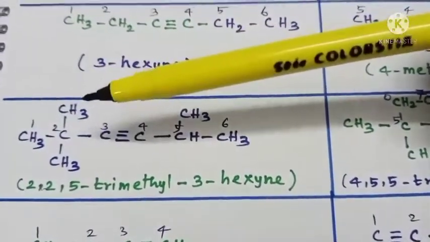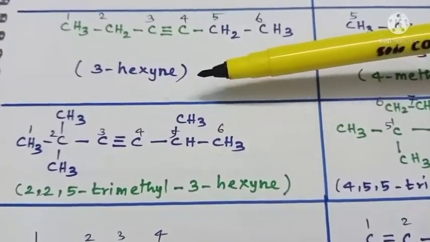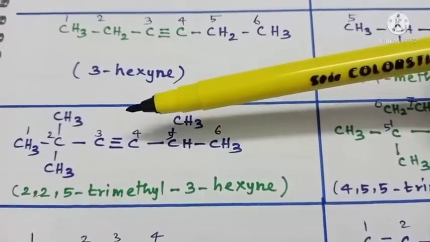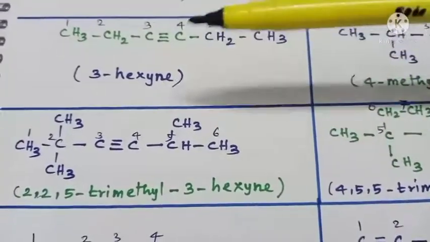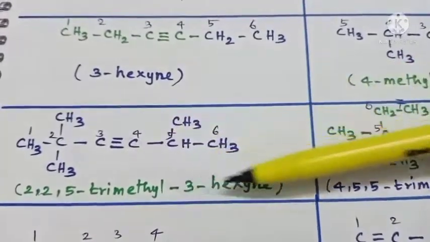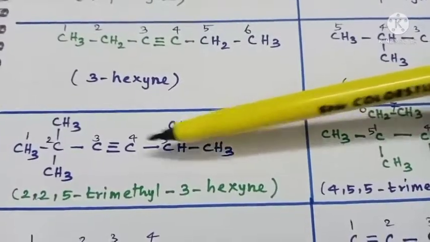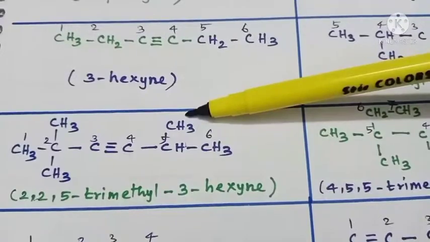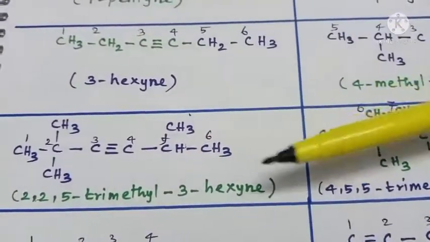Okay, right. So now there are 2 methyl groups at the second carbon, 1 methyl group at the fifth carbon. So totally there are 3 methyl groups, isn't it? So it's a trimethyl, 6 carbon derivative. So trimethyl hexane. Triple bond is at the third carbon, so 3-hexyne. Then methyl groups are at the second carbon and fifth carbon. So 2, 2 comma 2, then the fifth carbon also methyl. 2,2,5-trimethyl-3-hexyne is the IUPAC name of this compound.